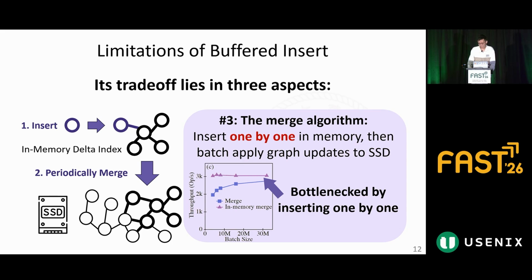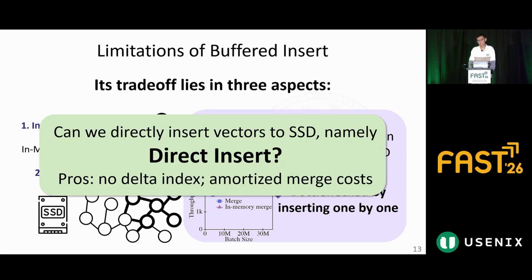Third, the merge algorithm itself only merges updates to the same node, but inserting, which mainly includes finding candidate neighbors using SSD reads, is still executed one by one. We find that the merge throughput is bottlenecked by this process due to read bandwidth contention, regardless of the merge batch size.